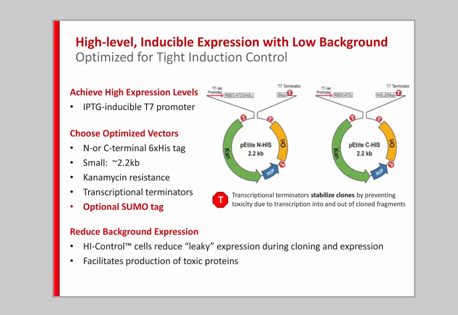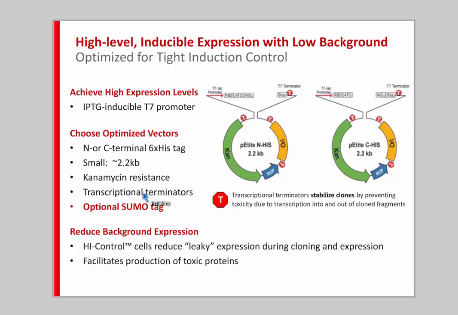So let's look at the Expresso vectors themselves. So this is a system that is optimized for high-level expression and tight control of expression level. There's a choice for either N-terminal or C-terminal 6-His tag, and an optional N-terminal SUMO tag as well. And the vectors are optimized for protein expression. They're very small in size. They're only about 2.2 kb, and that's very small for an expression vector. You'll also find, as in many Lucigen vectors, that we've used the kanamycin selection marker instead of ampicillin to help reduce satellite colonies during cloning.